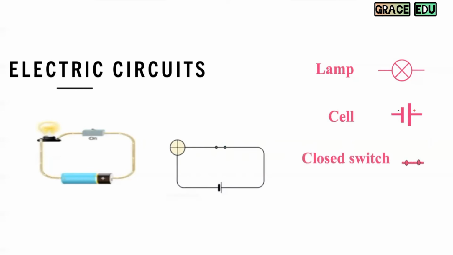Closed switch means the switch is in the on condition. So how will you represent the switch when it is in the off condition? Here you go. It will be in this open condition. So this is an open switch.